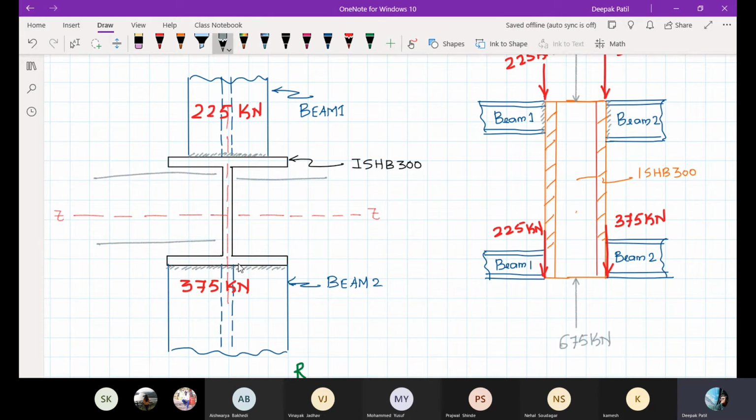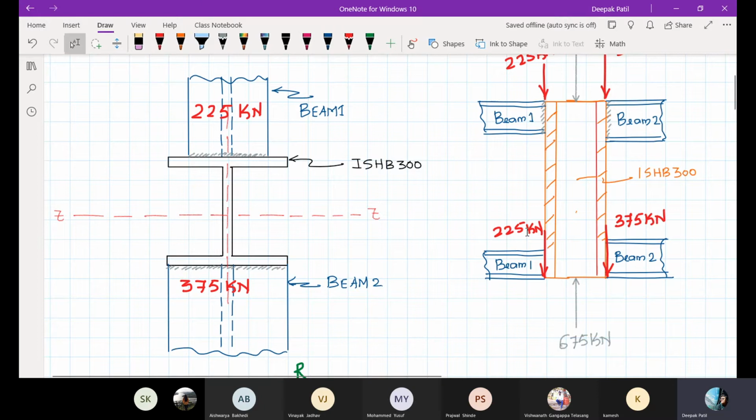If it is getting connected from this side also, then there will be a transfer of end reaction from these two beams on this column, and the column will be subjected to biaxial bending. But in this case, it is not subjected to biaxial because the beams are getting connected only from one direction. So for that purpose, the column is actually subjected to only uniaxial bending moment. Okay, so that is the correct answer.